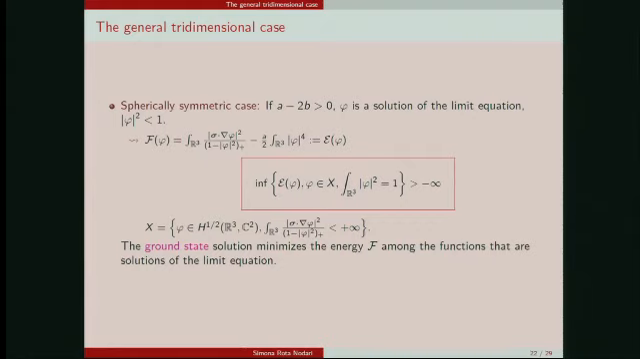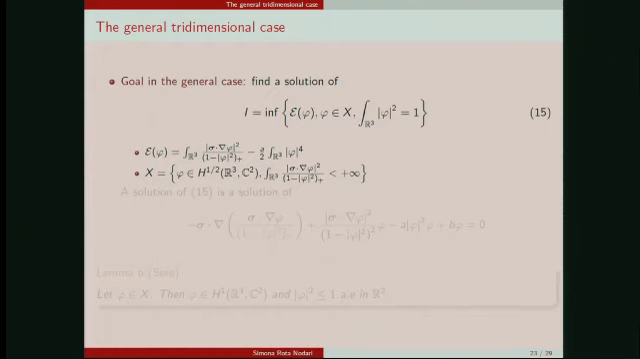Inspired by this fact, we want to find a solution of this new minimization problem. Let me stress the fact that here I add a positive part in the denominator of this energy function. And X is the set of functions for which this energy function is finite. A solution of this minimization problem is a solution of this equation with the positive part in the denominator here.